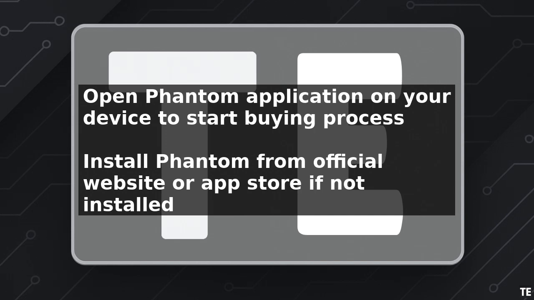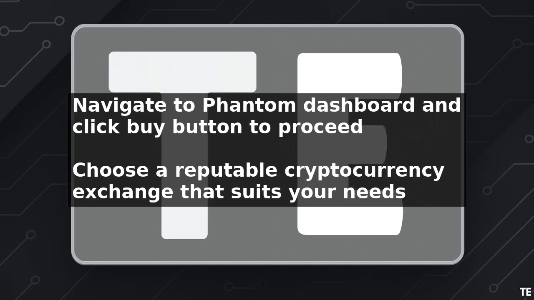This will redirect you to a list of supported cryptocurrency exchanges and marketplaces where you can purchase cryptocurrencies such as Solana. Choose a reputable exchange that suits your needs and follow the provided instructions to complete the purchase. You will be required to create an account on the chosen exchange, verify your identity, and deposit funds using a payment method accepted by the exchange. Once your account is funded, select the cryptocurrency you want to purchase and follow the exchange's instructions to complete the transaction.